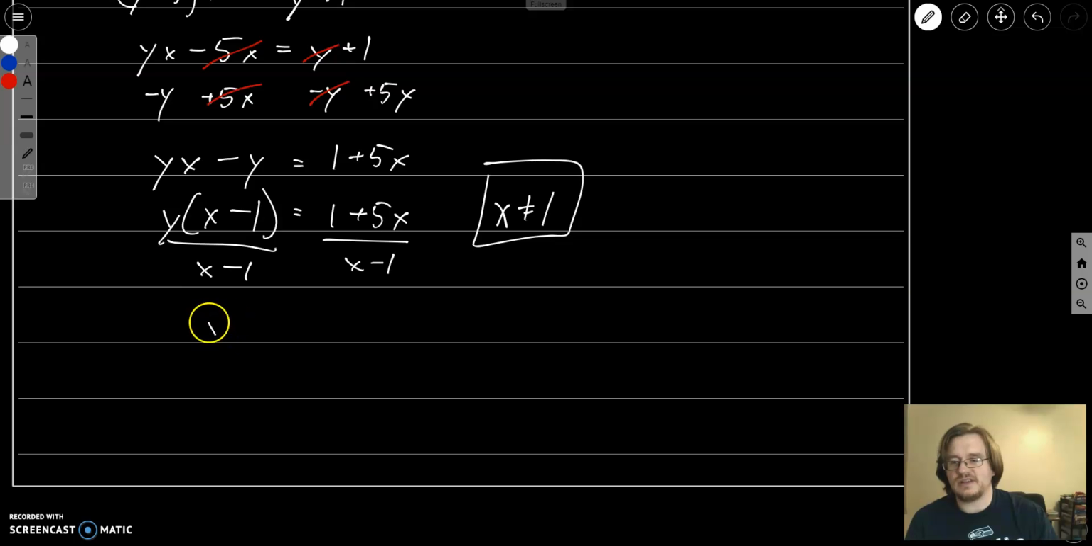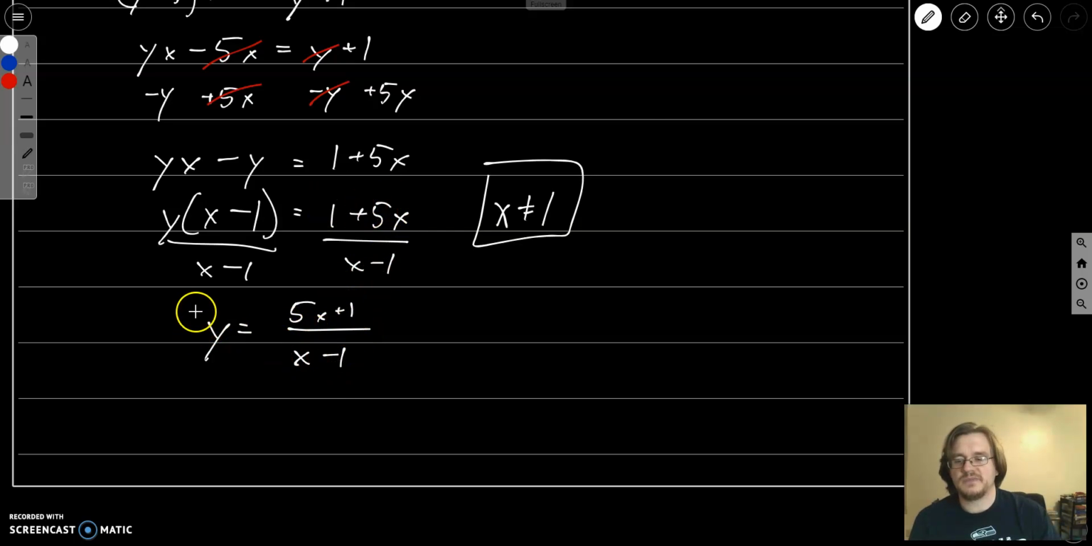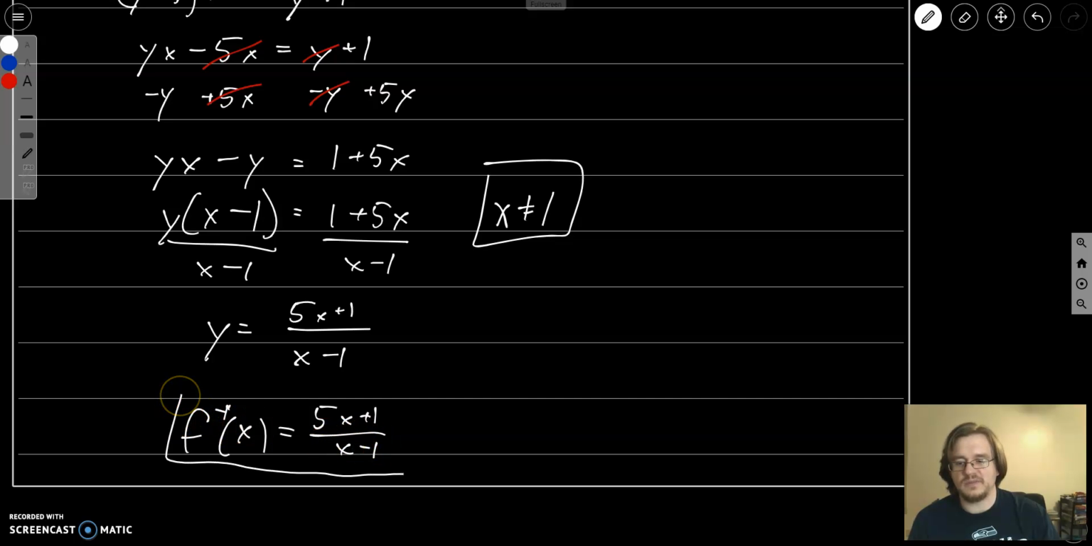And after I do this, on the left-hand side I'll have y. I'm just going to reverse this order just so that's a little bit clearer. I'm going to write 5x plus 1 instead of 1 plus 5x. It doesn't make a difference. And on the bottom we'll have x minus 1. So the inverse function here, f inverse of x, should be 5x plus 1 divided by x minus 1. And again, we're not allowed to have x equal to 1 plugged into our inverse function.